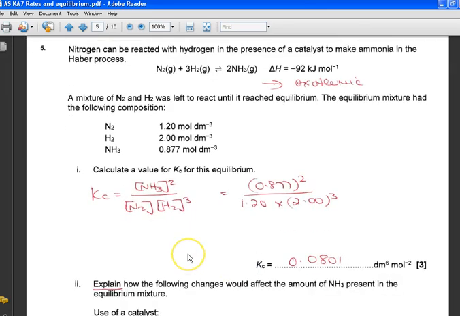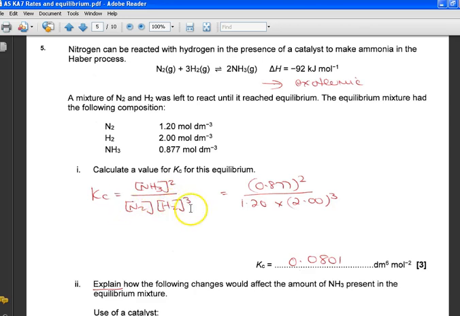Question 5. So you're given again an equilibrium, it's exothermic in the forward direction. You're given some equilibrium concentrations of the substances in this equation, and you're asked to calculate a value for Kc. So the first thing you need to do is write your Kc expression. You need to make sure you're using square brackets. So we're taking the number of moles from the equation and making it a power.